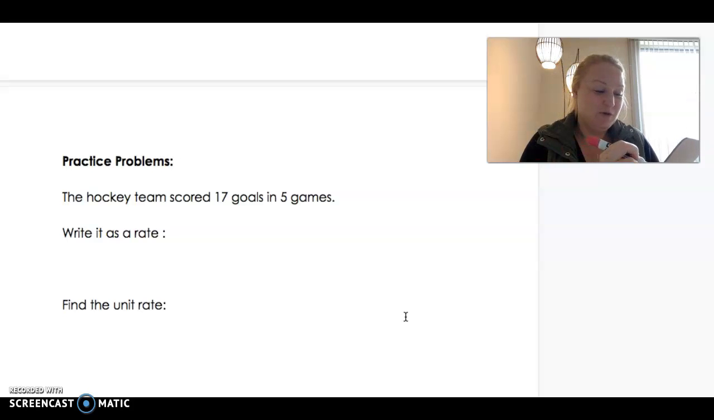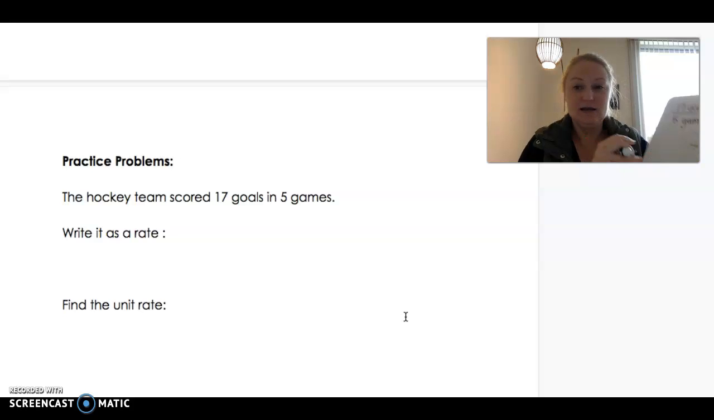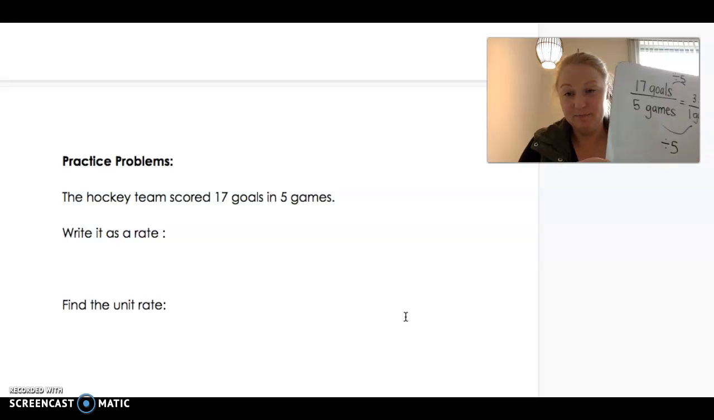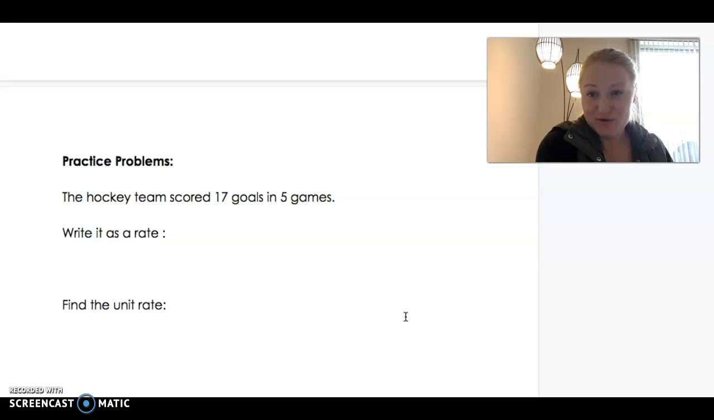Okay, so you have hopefully solved and pressed play, and you would see that the unit rate is 3.4. So 3.4 goals for every 1 game. That's how you can find the unit rate making equivalent fractions through multiplication or division.